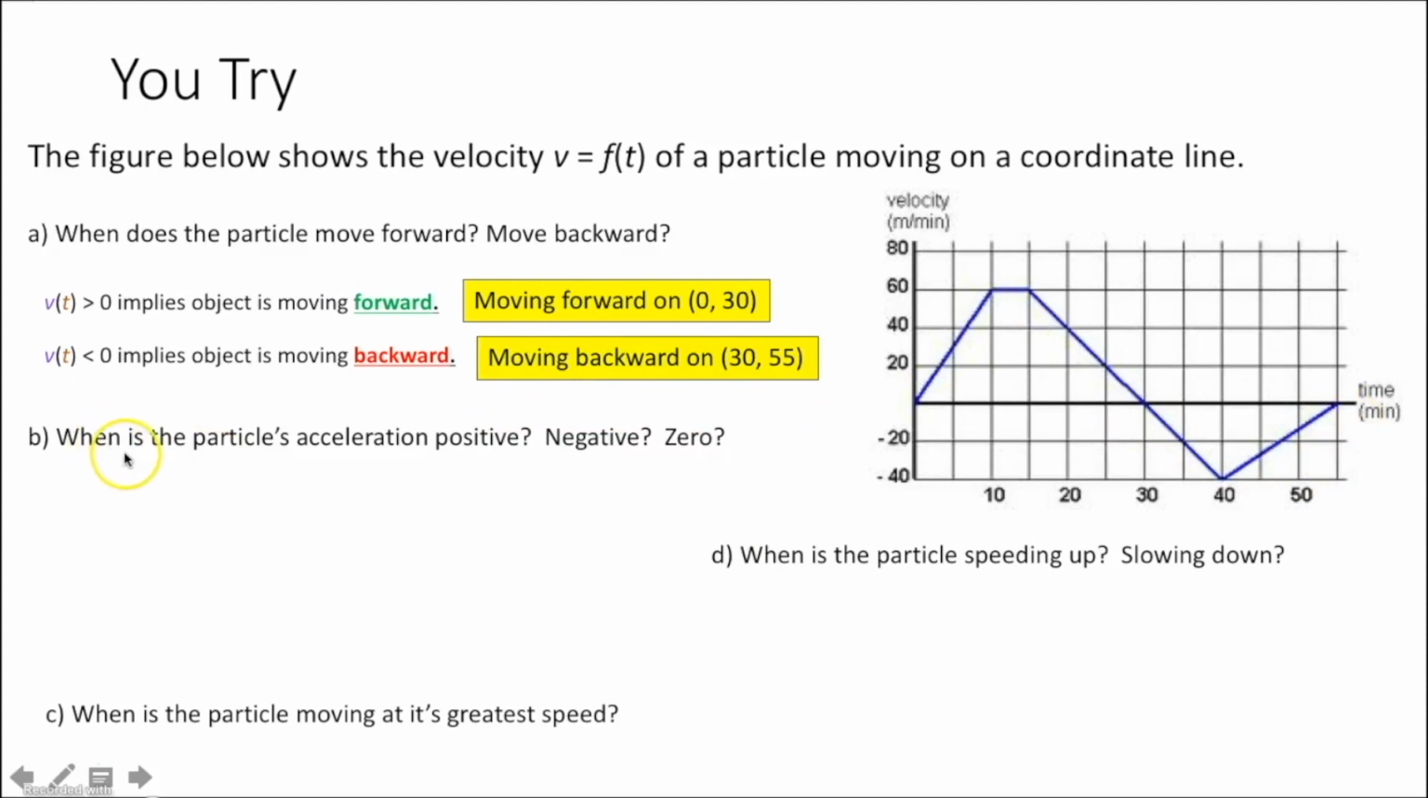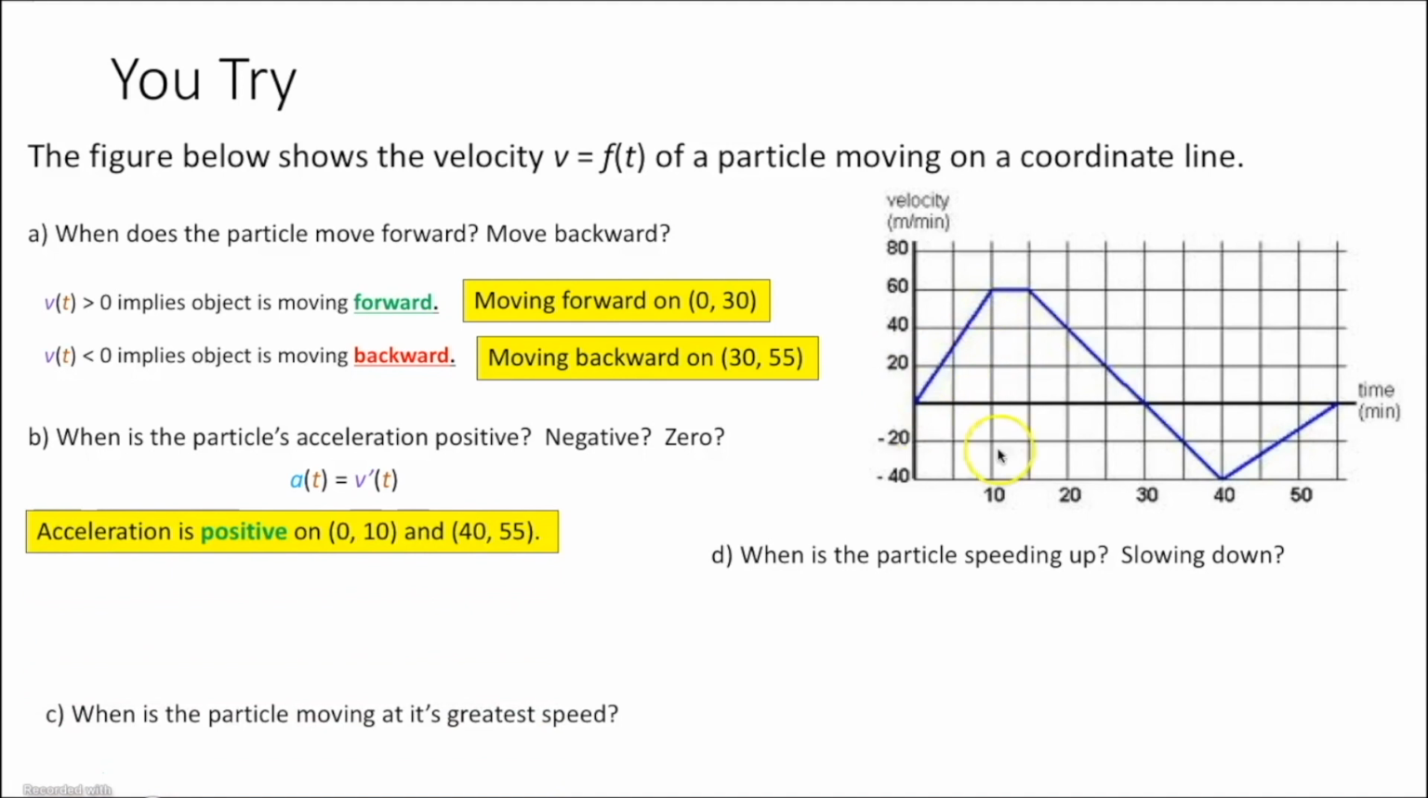Next, it says, when is the particle's acceleration positive, negative, and 0? So remember, acceleration is the derivative of the velocity function. So if I wanted to figure out when acceleration was positive, I would figure out when the slope of the tangent line to the curve, or just when the slope of this linear function is positive. That would be when my acceleration is positive. So acceleration is positive from 0 to 10. It's also positive from 40 to 55, right? We have positive slopes there, positive slope there.